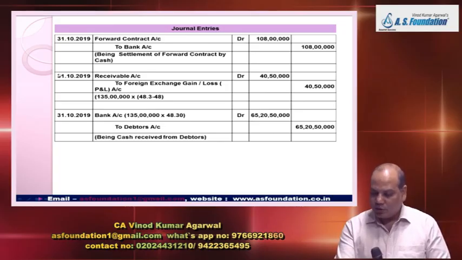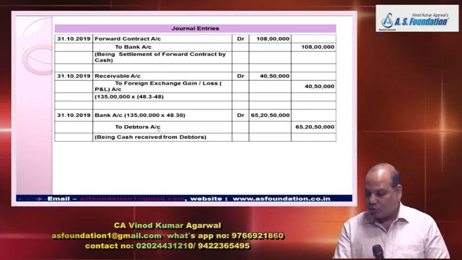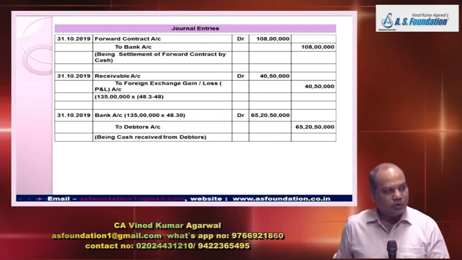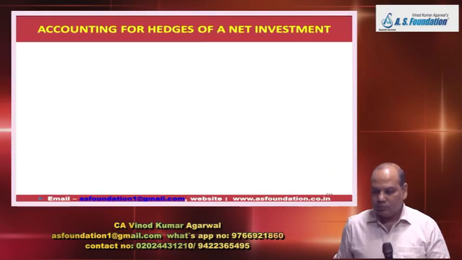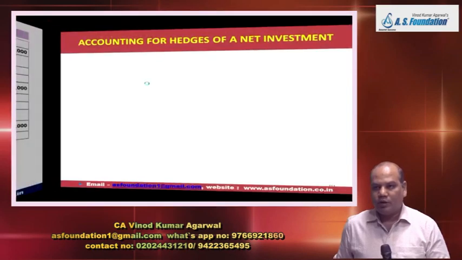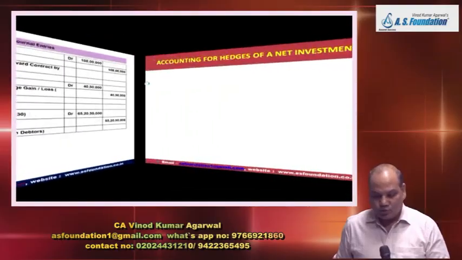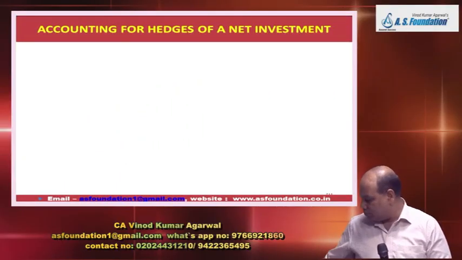Can we pass these two entries together? Yes, you can. Then you will write bank account this much, to debtor your book value, to foreign exchange gain this 40 lakh 50,000. Okay. So maybe you can combine the two entries in the exam if you want. Is it understandable now? All of you have written? Practice it again. Now come to the last paragraph.